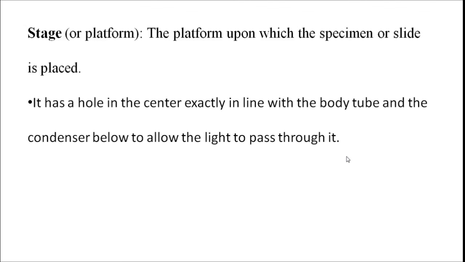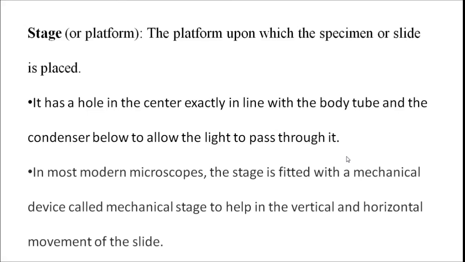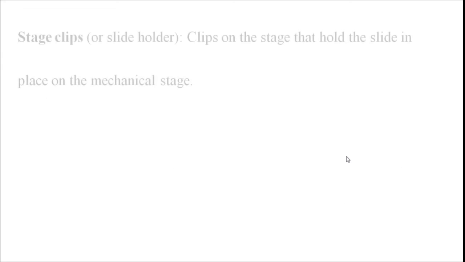Next mechanical part is the stage. It is the platform upon which the specimen or slide is placed, and it also has a hole in the center in line with the body tube and the condenser below it, which allows the light to pass through. In most modern microscopes, the stage is fitted with a mechanical device called the mechanical stage, and it will help in vertical and horizontal movement of the slide.